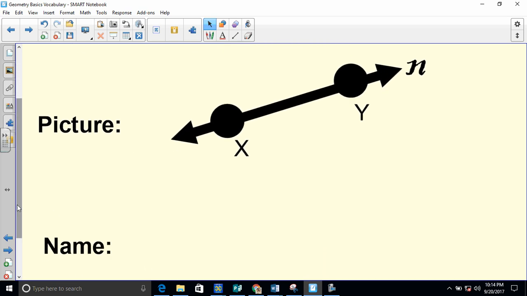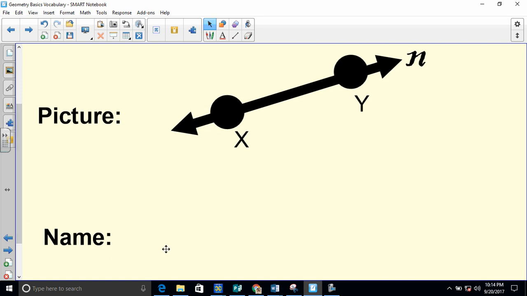There are a couple of different ways to name a line. The first way is by the lowercase script letter, so we can call that line n. Or we can say line XY, taking 2 points that are on the line in capital form. Or we can use the symbol for a line, which looks like a straight line with two arrowheads on either side, over the XY. That's just another way to say line XY.